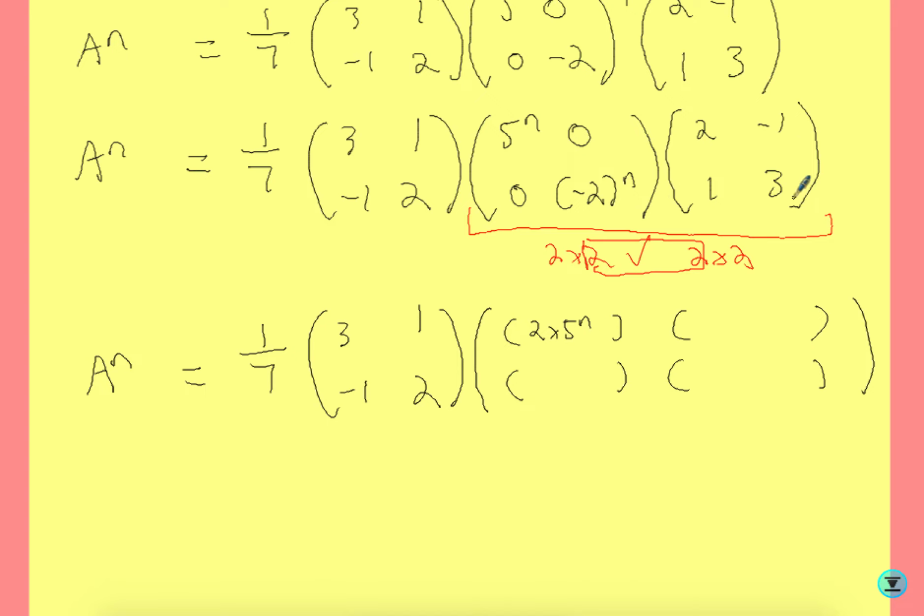So that's just plus 0. Right, in here. 5 to the power of n times negative 1. So negative 1 times 5 to the power of n plus 0. So plus 0. That's all I've got. Right, then in here. So row 2 times column 1, so that's 0 plus negative 2 to the power of n. And then here, row 2 times column 2, so that's 0, and then 3 times negative 2 to the power of n.